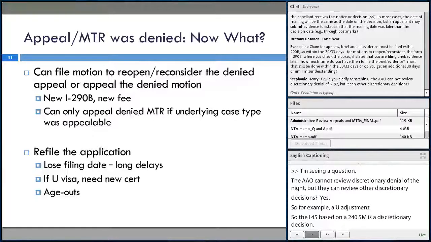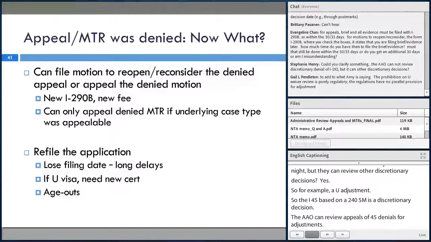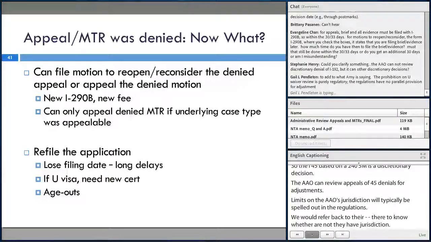So limits on the AAO's jurisdiction are typically going to be spelled out in the regulations. So we would refer back to there to know whether or not the AAO will determine whether they have jurisdiction or not. And as Gail is pointing out, there are times that we disagree with them about whether or not they should be able to have jurisdiction. But the AAO tends to follow the regulations quite strictly.